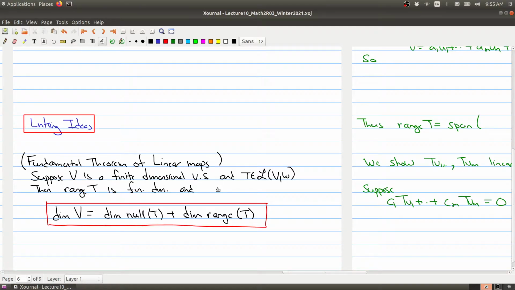So welcome to the last part of lecture 10. In this part, the main thing that I want to do is prove the fundamental theorem of linear maps. I stated it already: the dimension of V is equal to the dimension of the null space of T plus the dimension of the range of T, where T is any linear map from V to W. So let's prove this.